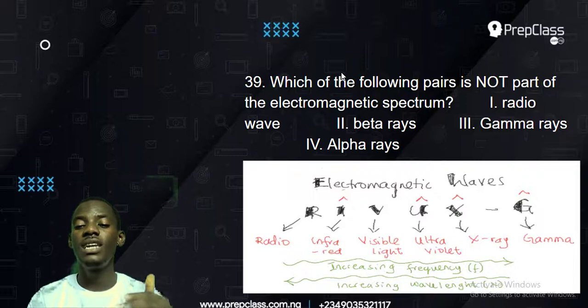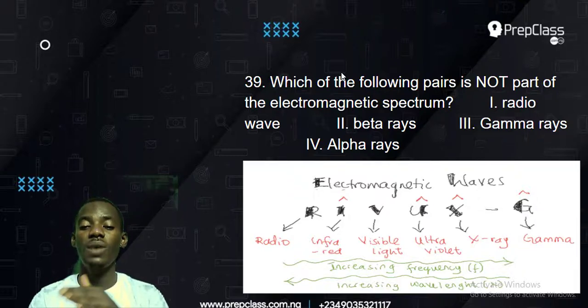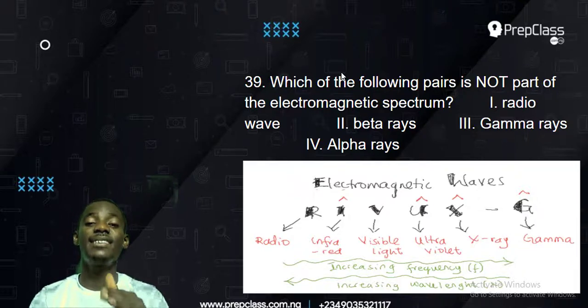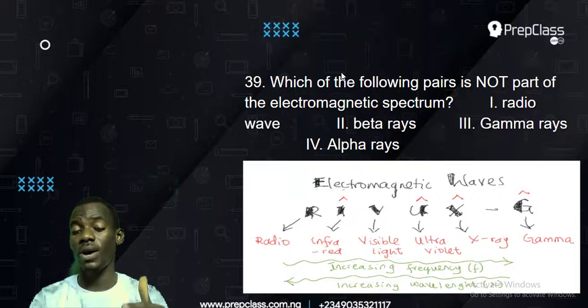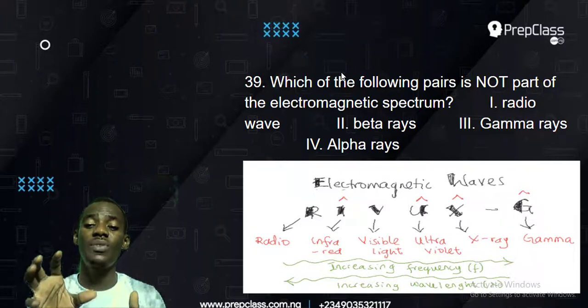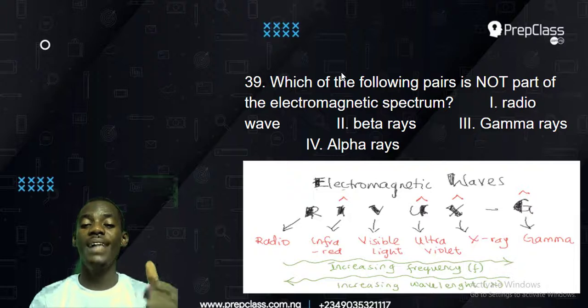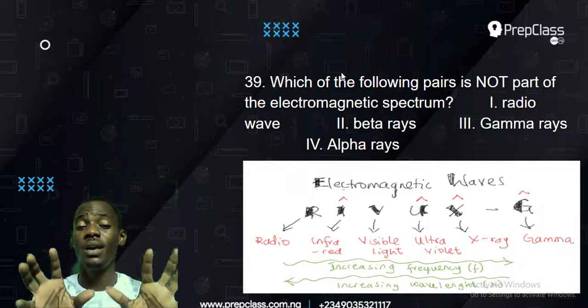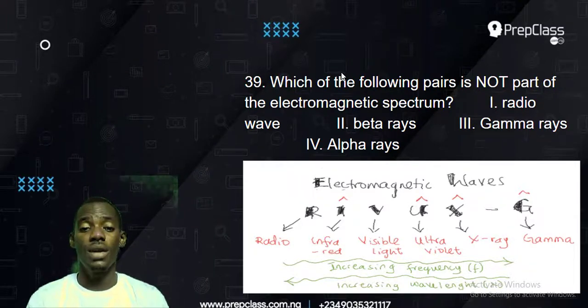Okay, so the next from the gamma ray, the shortest, the next longer is X-ray, followed by ultraviolet ray, visible light, infrared, then radio wave is the longest. That's in wavelength. So understand this, differentiate the frequency from the wavelength. The one with the highest frequency is gamma. The one with the highest wavelength is radio. If you know it that way, that will be easy for you.